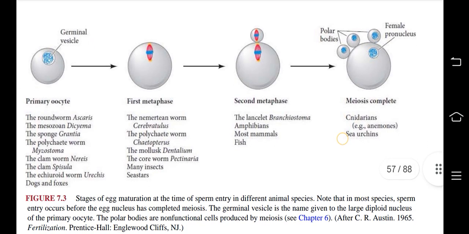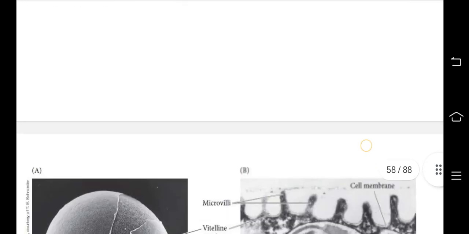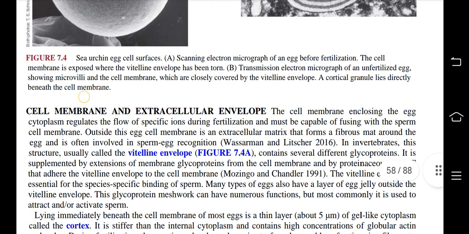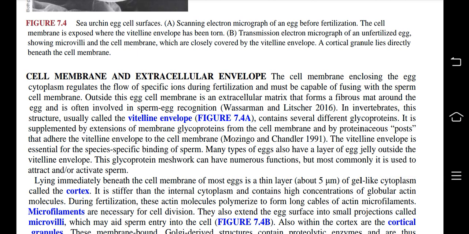Germinal vesicle, primary oocyte, first metaphase, second metaphase, meiosis complete. Microvilli, vitelline envelope, cortical granule, cell membrane, sea urchin egg surface. Cell membrane and extracellular envelope.